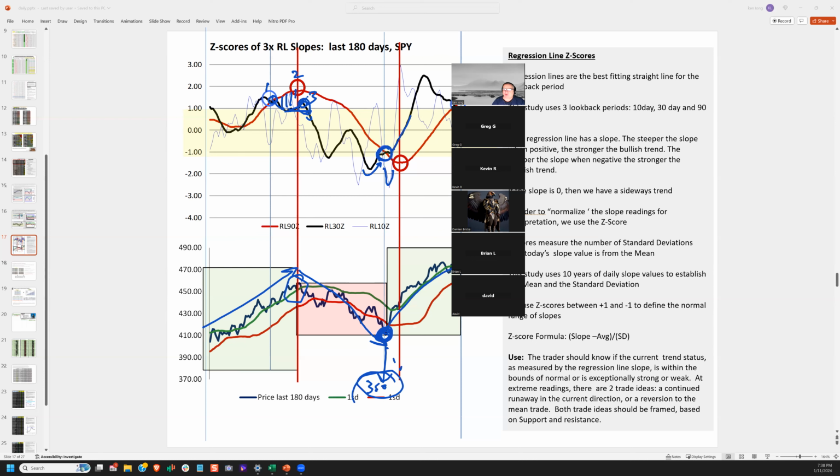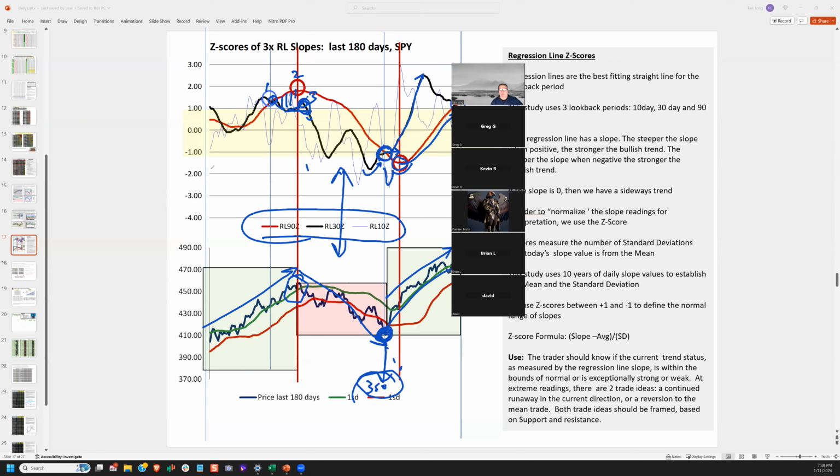And as the 30 is going up, eventually the 90 rolls up. And then now you have confirmation 5 or 10 days later that this is now going to be a nice move. So between these two charts, which are looking at the z-scores of the slopes, you're getting very strong signals and almost no noise.